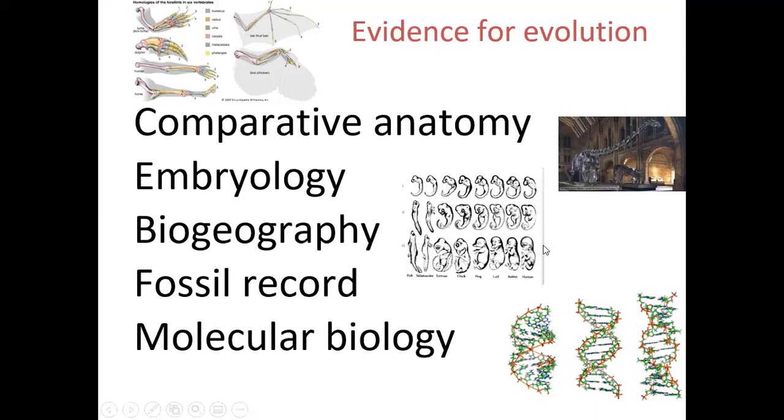Biogeography is looking at different fossils in different places and how similar they are. Again, the fossil record ties into biogeography. And then molecular biology is now the most common evidence for evolution. If you look at different proteins in different organisms and you find out they're very, very similar, except for some differences, even though the animals don't look the same, that strongly suggests that we evolved from a common ancestor. And this is the most frequent way research is done on evolution today.